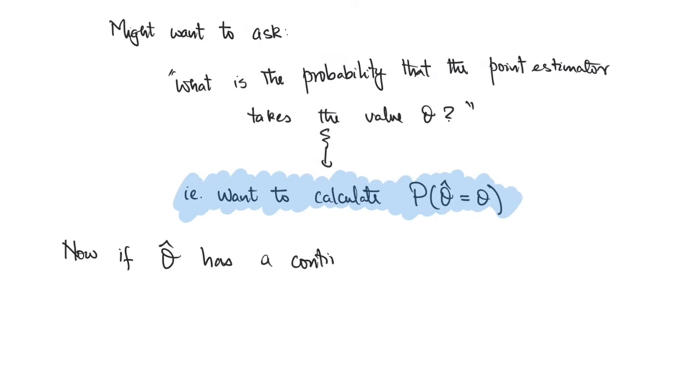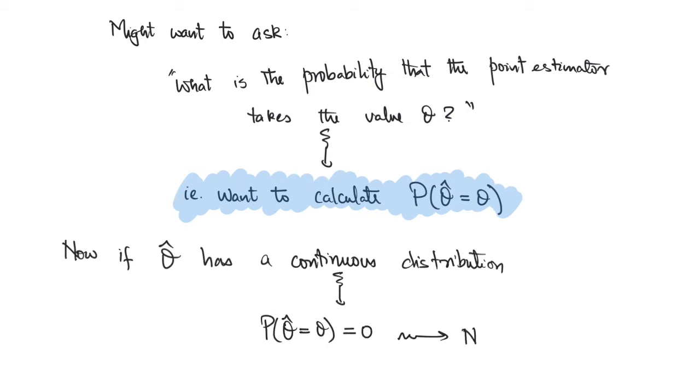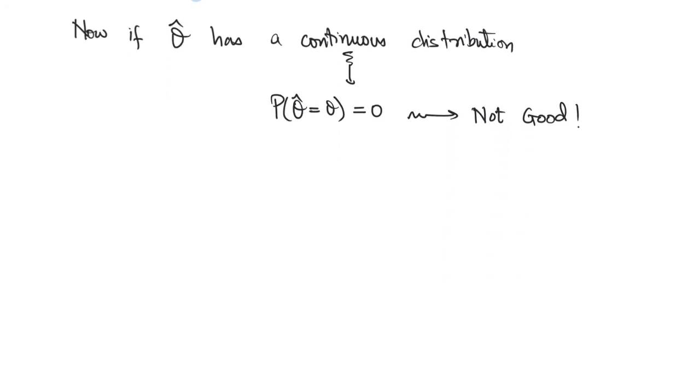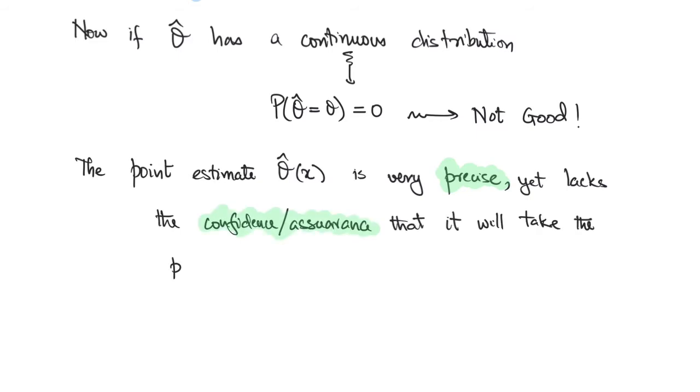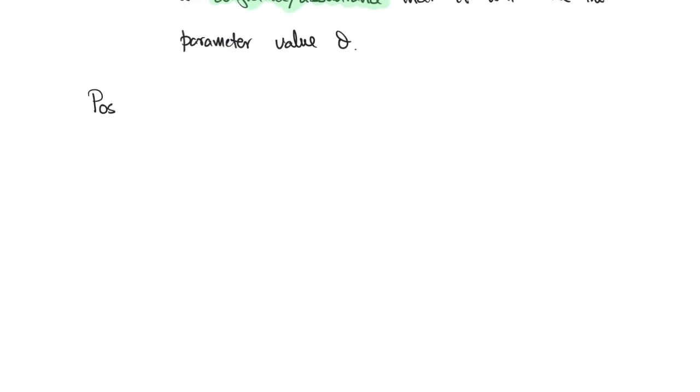Now, notice that if theta check has a continuous distribution, then the probability that it's going to take a fixed value is always going to be zero. This is not good. This means that the point estimate theta check of x is very precise. We have the value theta check of x as a good value, yet we lack the confidence or the assurance that this point estimate is actually going to take on the value of the parameter theta.